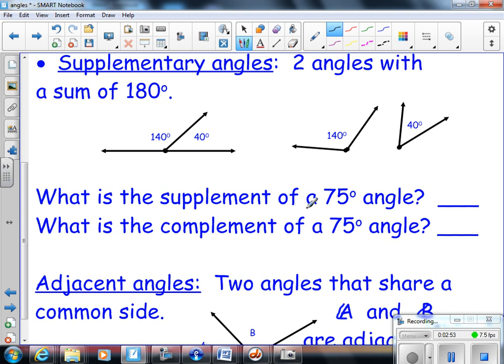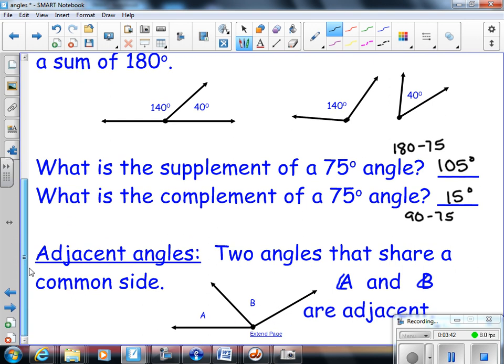Okay, then what is the supplement of a 75-degree angle? Well, supplementary angles add up to be how much? Okay, 180. So I'm thinking to myself, 180 minus 75, and what do you get? You get 105 degrees. Okay, so 105 degrees plus 75 degrees, does that add up to be 180? It sure does. What is the complement of a 75-degree angle? All right, I'll take 90 minus 75. And what do you come up with? Good, 15 degrees. Because together, 15 and 75 add up to be 90 degrees.